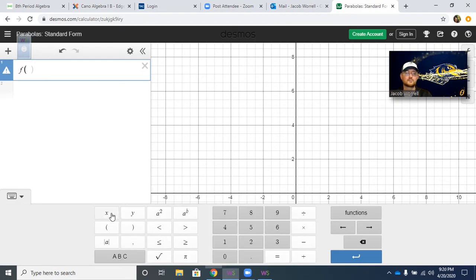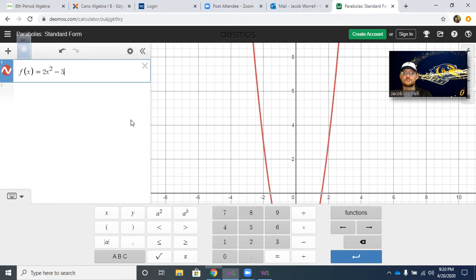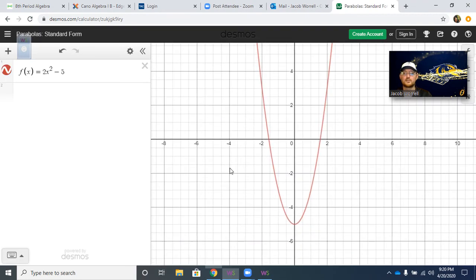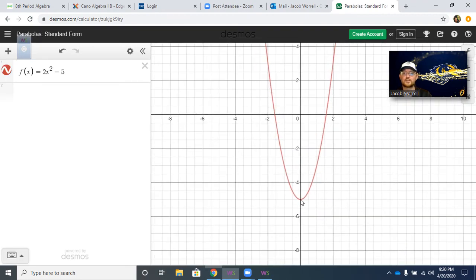F of x, close your parentheses, equals, and you just type in whatever equation you need. Okay, so 2x squared minus 5. Okay, let's say that's all you needed. And close out of that so I can see the whole graph. Drag it down so I can see my vertex. Click on the graph. There's my vertex.